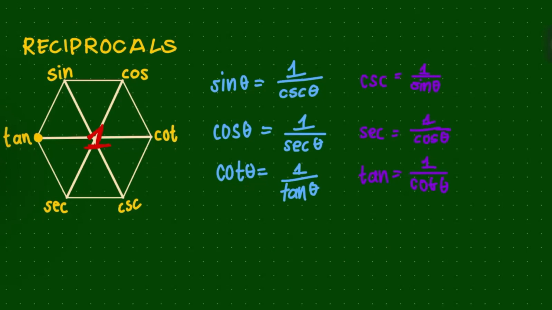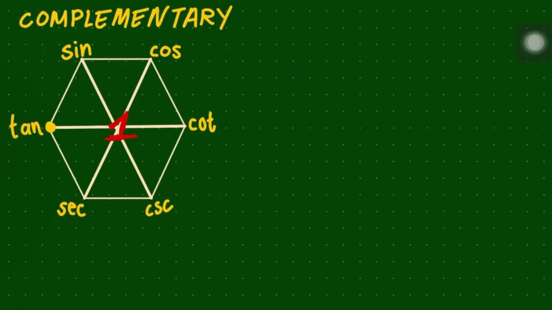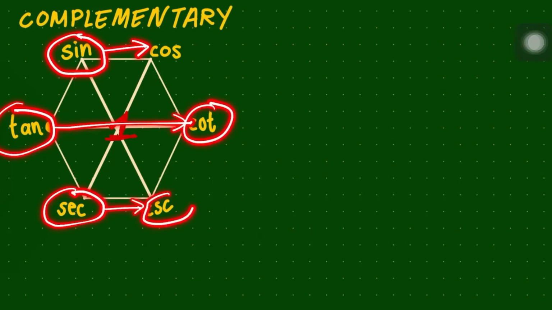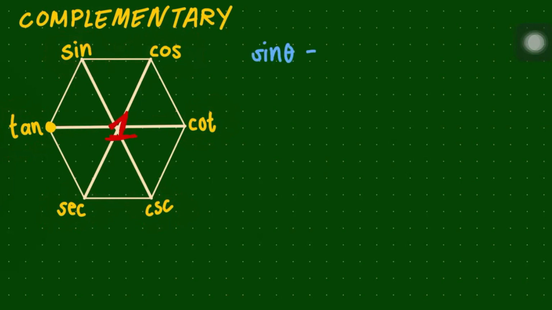There, that's the reciprocal. We're now moving on to the complementary identity. What we do here is, we just have to remember the one beside it. So tangent, cotangent, secant, cosecant. Let's start with sine. Sine theta is equivalent to cosine 90 degrees minus theta. Now we do have to note that theta can be any value. This can be alpha or it can be theta.